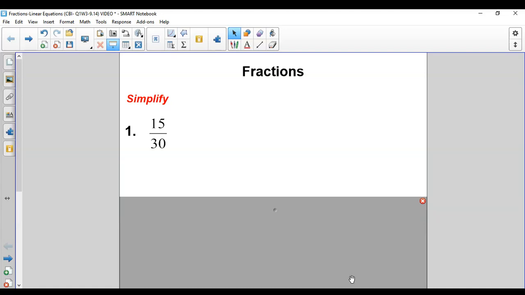Fractions this week. We're going to start out by simplifying. We're going to add and subtract in this video as well. So simplifying fractions, remember you're just finding a common factor or a common multiple that both 15 and 30 have in this case. You're trying to find the biggest common factor, the greatest common factor, the GCF between the two, because that'll get your answer faster.